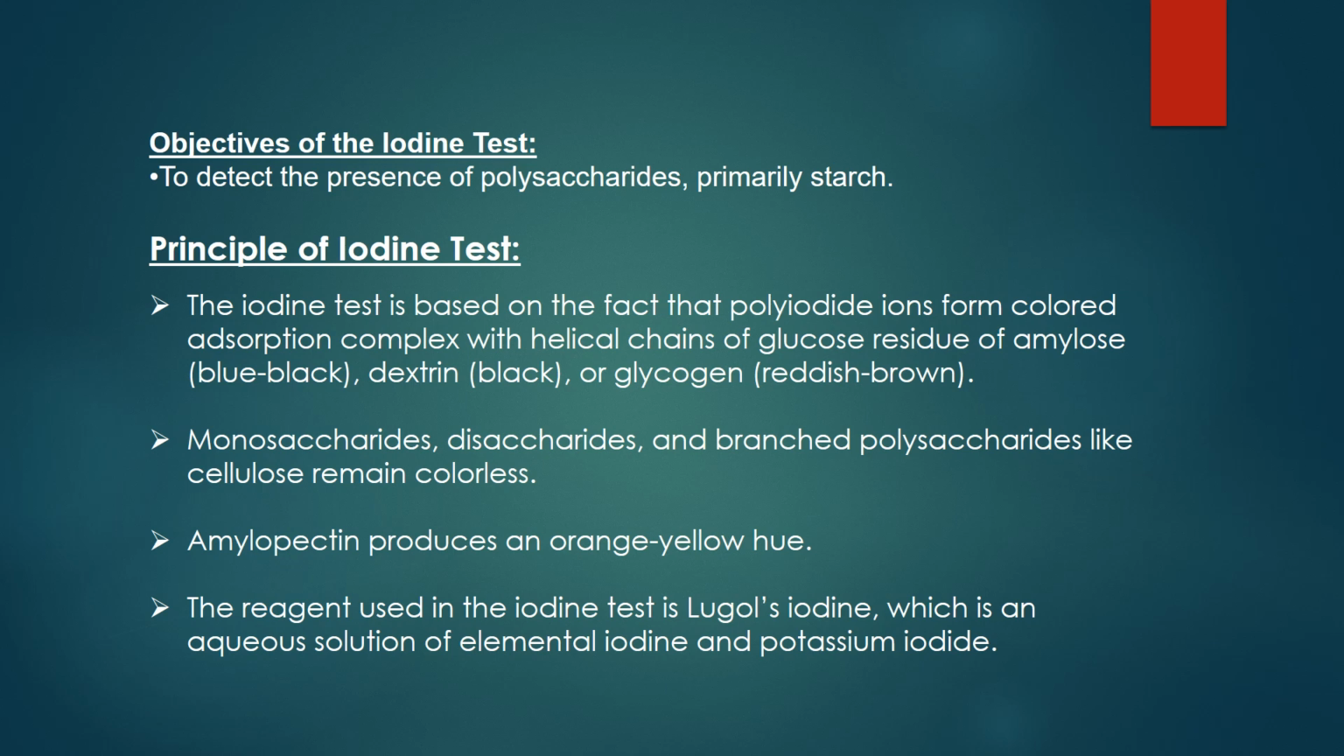The objective of the iodine test is to detect the presence of polysaccharides, primarily the starch. Principle of iodine test: the iodine test is based on the fact that polyiodide ions form a colored adsorption complex. That means this complex can absorb the color.